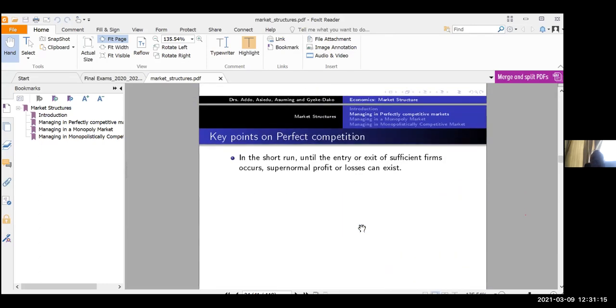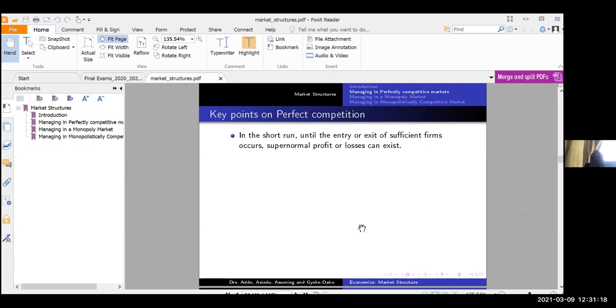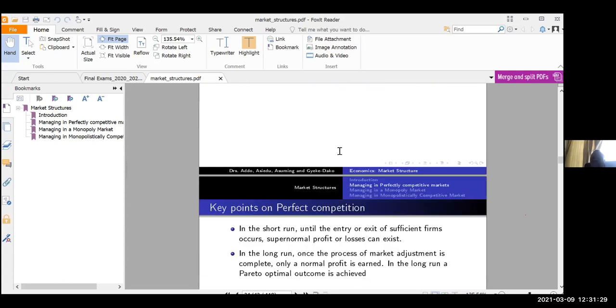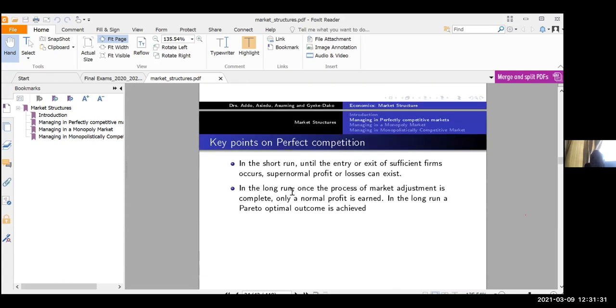Key points on perfectly competitive markets. In the short run, until the entry or exit of sufficient firms, supernormal profits or losses can exist in perfectly competitive markets. However, in the long run, once the process of market adjustment is complete, only a normal profit can be earned. In the long run, Pareto optimality is achieved.